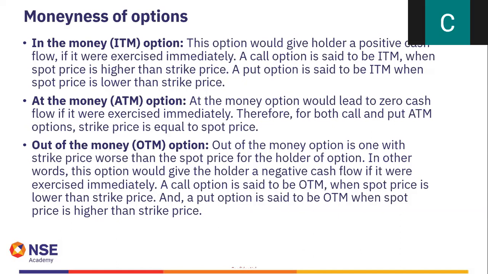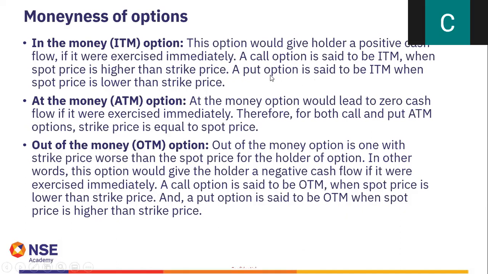If it is exercised, whether it will lead to positive cash flow or not. If it is positive cash flow, it's called in the money. So a call option is said to be in the money when the spot price is higher than the strike price. In my previous example, HDFC Bank, I told you the strike price is 1000. Spot price on 29th September was 1100. So 1100 minus 1000 gives me a profit of 100. So that's in the money.